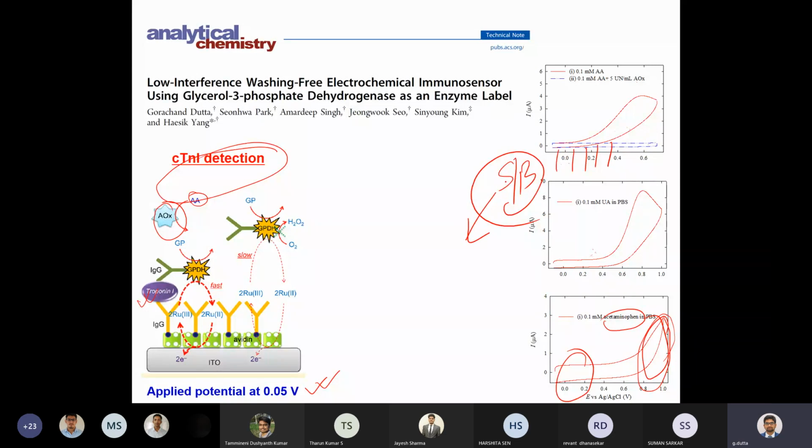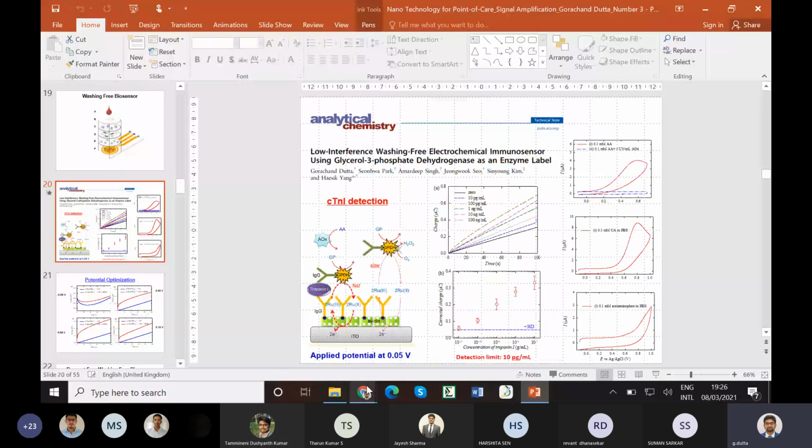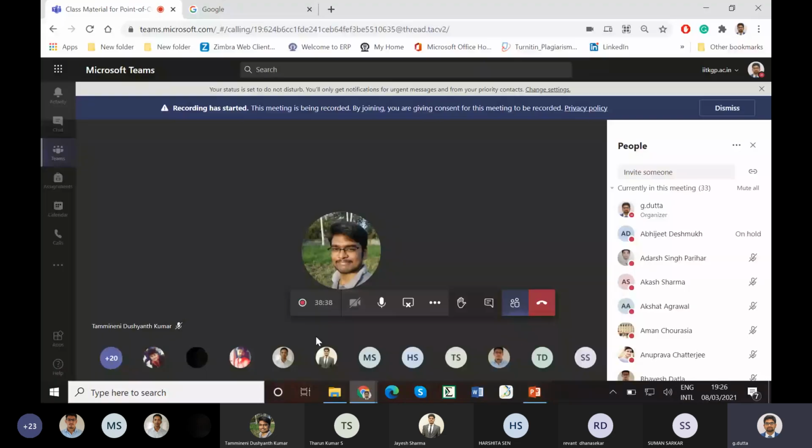Clear? Guys, is it clear now? Yes, sir. The washing-free sensor technique is very interesting. This is the technique that I am teaching you, which you can use for your actual point of care sensor development. This is a very innovative technique. Okay, is this clear for you?